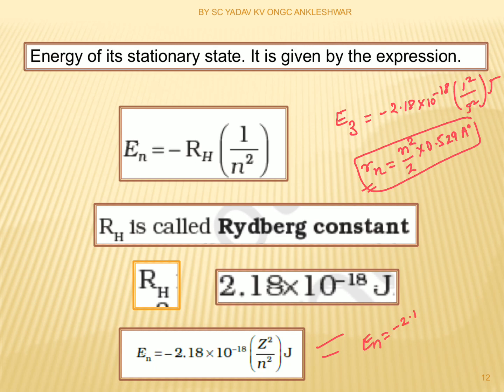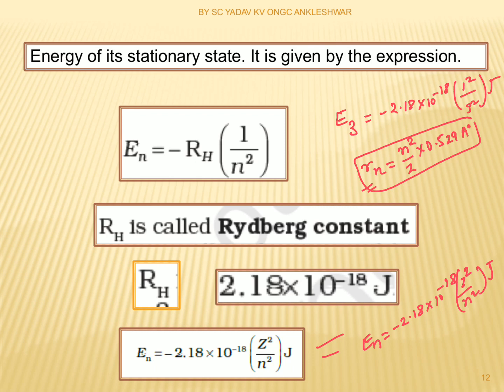This is the formula for the radius of an electron present in the nth orbit. For energy, En is equal to minus 2.18 into 10 to the power minus 18 Z square by n square joule. So these are the two formulas to get the energy and radius of an electron in the nth orbit.